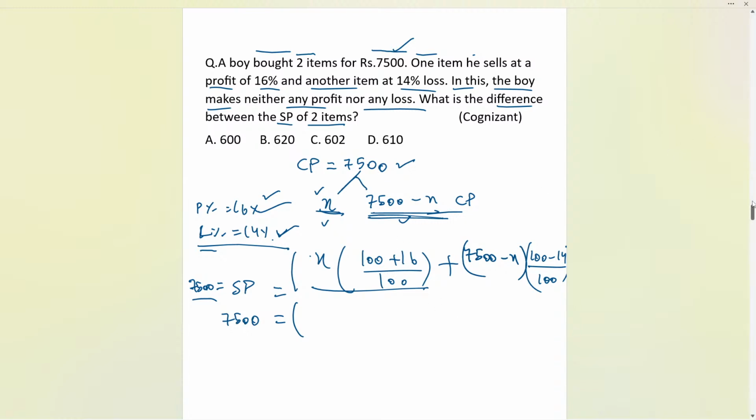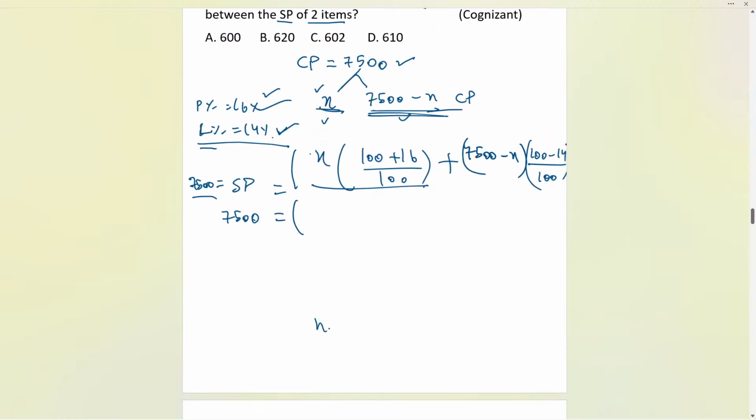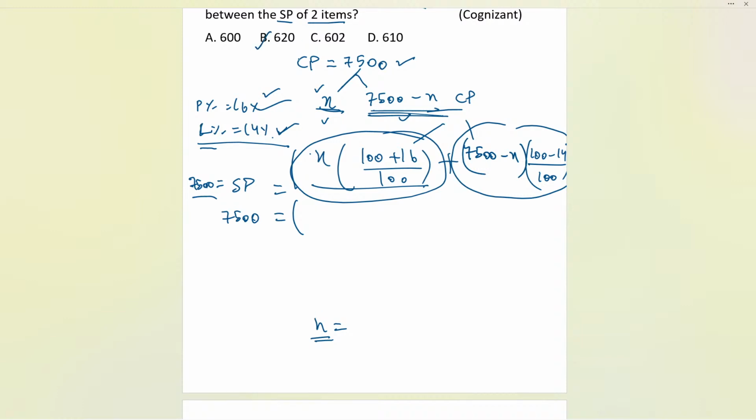So after solving, you will get the value of x from this. And then after calculating the x value, you will put it into this and this. These are selling prices only. Subtract these two, and you will get the final answer: B is the correct answer.